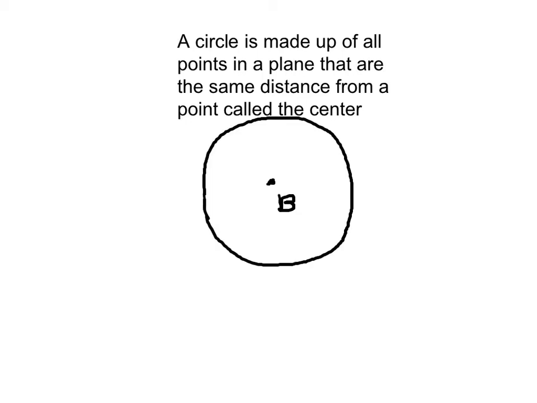So I just sketched a circle there, and that's that center B. So this would be something like 5 units. This is 5 units. This distance is also 5 units away. To the edge of the circle over there is also 5 units. It's all these points that are here, an infinite amount of points in that plane that are the same distance from that point called the center.